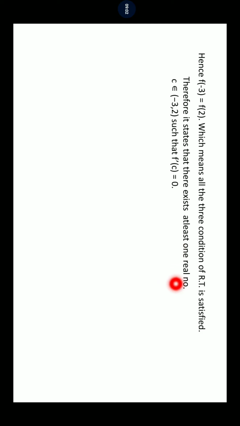There exists one real number c which belongs to (-3, 2), such that f'(c) equals 0. So our main intention is to find the value of c. And how will I find it? Finding f'(x) and then equating f'(c) to 0 will give the answer.